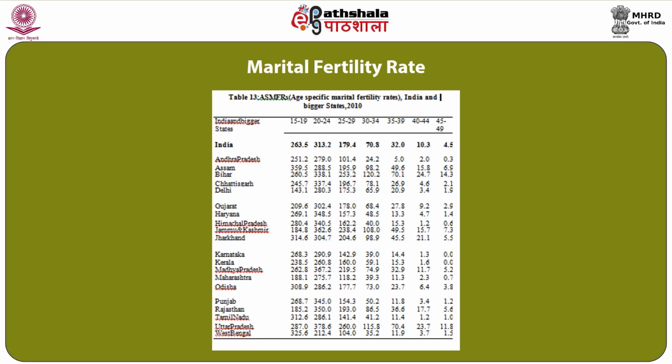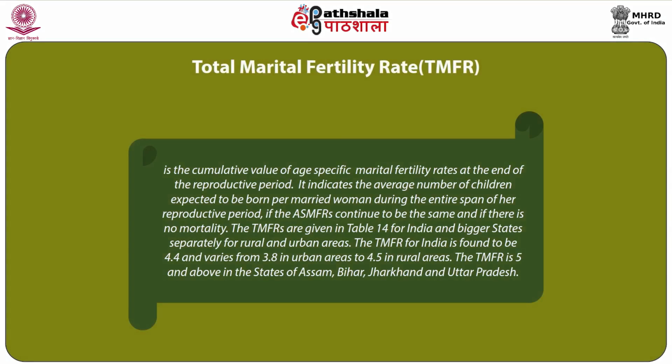There is a significant decline in marital fertility for women aged 30 years onwards for all the major states, which clearly depicts the variations, and that is how the table shows across different age groups between rural and urban areas among the major states. Next comes the measurement of total marital fertility rate. TMFR is the cumulative value of age-specific marital fertility rates at the end of the reproductive period. It indicates the average number of children expected to be born per married woman during the entire span of her reproductive period if the age-specific marital fertility rates continue to be the same and if there is no mortality.